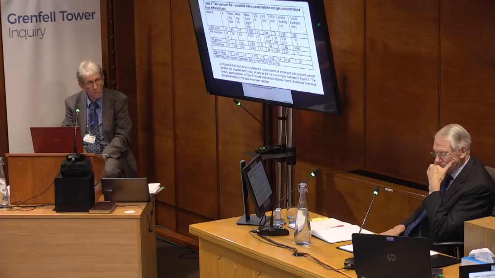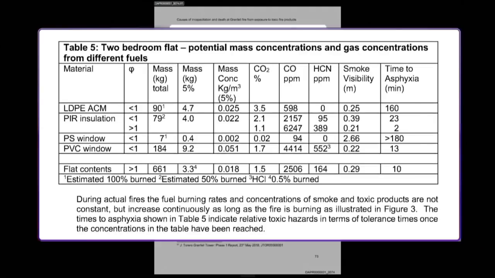If we look at table 5, you give a figure of 552 parts per million hydrogen chloride. For hydrogen chloride, yes, and that's from the UPVC windows. Would that hydrogen chloride, as produced by the PVC window, have an impact on the efficiency of combustion conditions for other materials? Absolutely. And I've stated that in my report. Well, yes. Can you just explain how it has that impact?